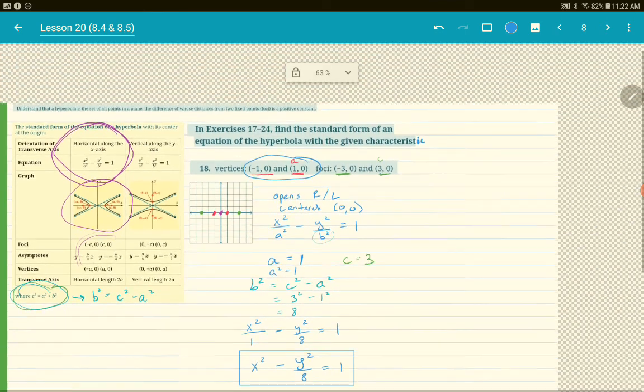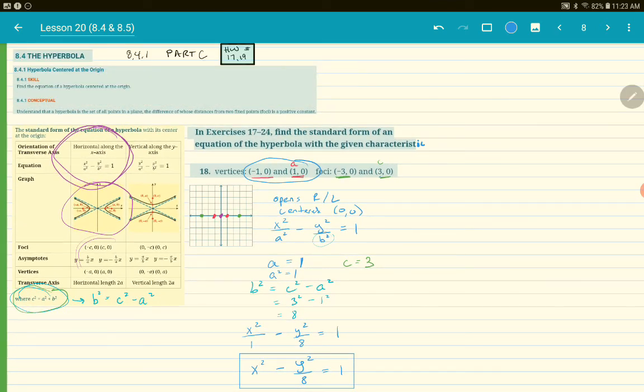And there is part C of 8.4.1. So you're doing 17 and 19 from this section.